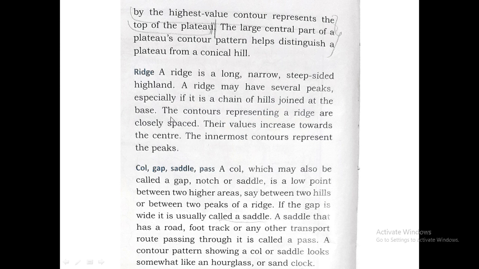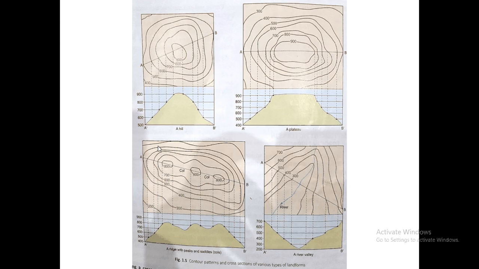The contours representing a ridge are closely spaced. अगर किसी ridge का contour show हो रहा है, then they will be closely spaced because there will be a number of hills in that. Their values increase towards the center, same as for the mountain, the innermost contour representing the peak. So again, if we see this figure, this 1.5 and this third diagram, a ridge with peaks and saddles, that is cols.